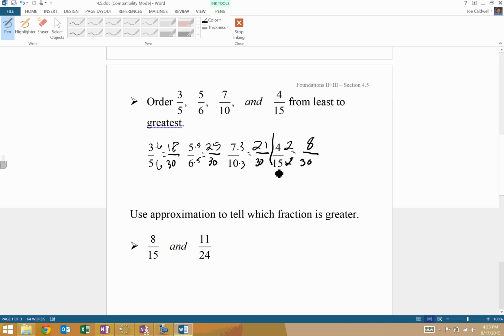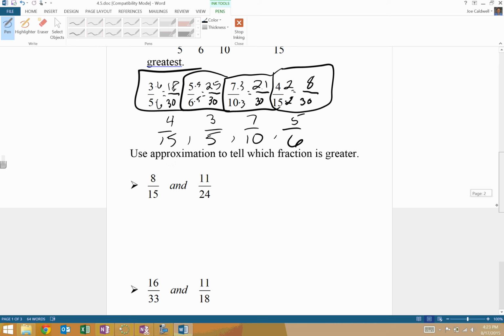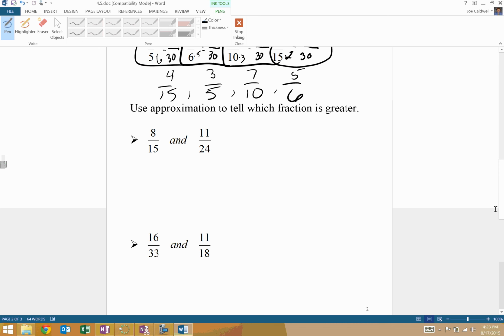So let's break these up. Remember, these are equivalent fractions. Since 4/15 is 8/30, that's lower than all the rest of them. So that's going to be my smallest fraction. Next one is going to be 3/5, because that was 18. That's my next lowest. Then 7/10. Finally, 5/6.